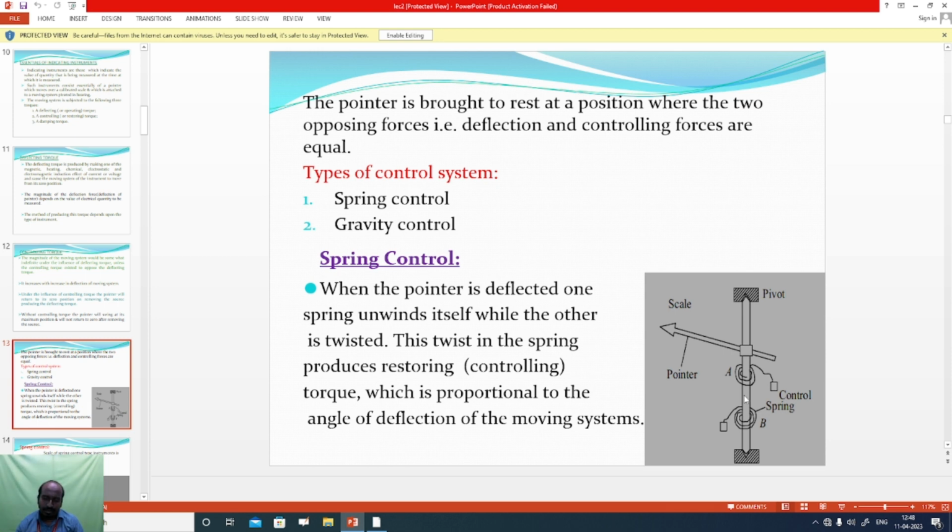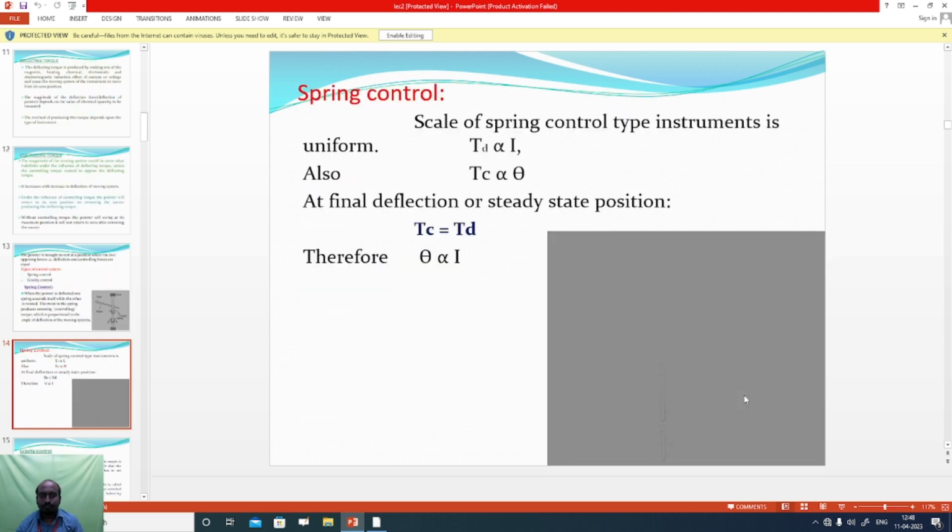The amount of controlling torque produced is proportional to the angle of deflection. As the angle of deflection is more, more controlling torque is produced. As the angle of deflection is less, less controlling torque will be produced. For the scale of a spring control type instrument, the deflecting torque TD is proportional to the input current I. The deflecting torque is produced by the input source current, so TD is proportional to I.